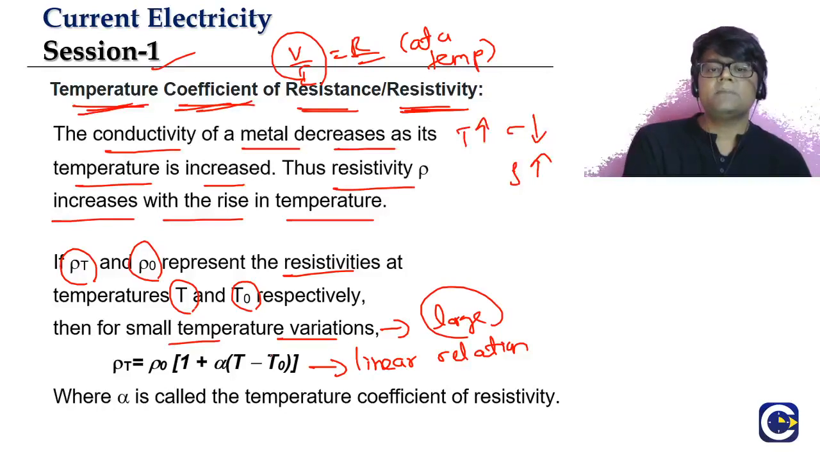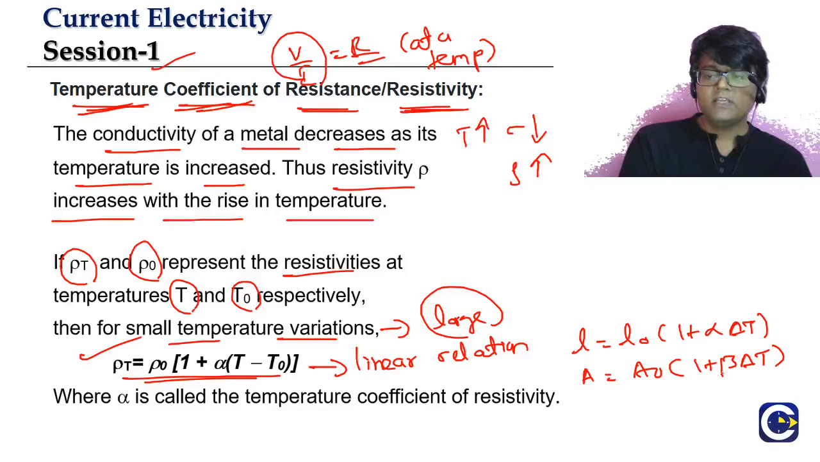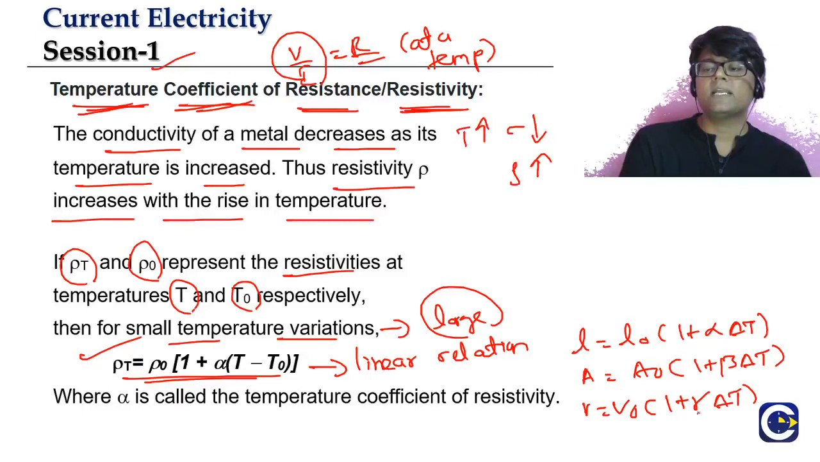But for small temperature variations, remember, this is the kind of formula we have seen in +1 also. For the final length, what is the formula? L is equal to L naught into 1 plus alpha delta T. For the final area, what is the formula we saw? A is equal to A naught into 1 plus beta delta T. Alpha is the coefficient of linear expansion. Beta is the coefficient of surface or area expansion. Then we have V is equal to V naught into 1 plus gamma delta T. Gamma is called the coefficient of volume expansion.